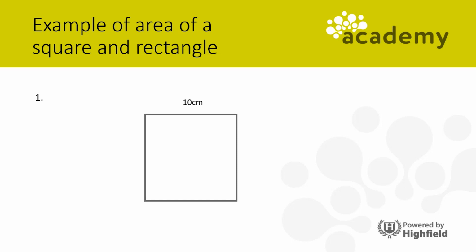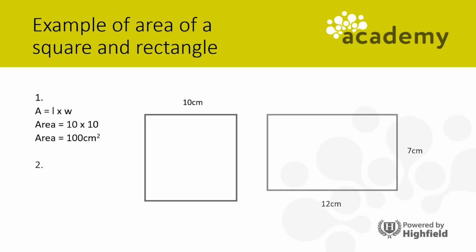So here's an example of a square. And area equals length times width. Well, square is 4 equal sides, so the area will be 10 times 10, which is 100 centimeters squared. In this second example, again, using A equals L times W, the equation would be area equals 12 times 7, which is 84 centimeters squared.